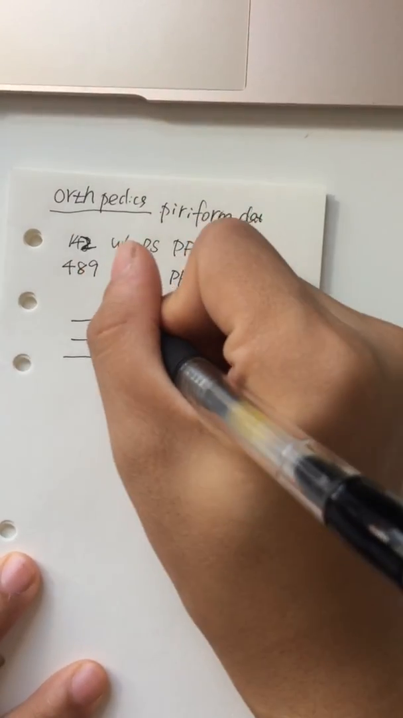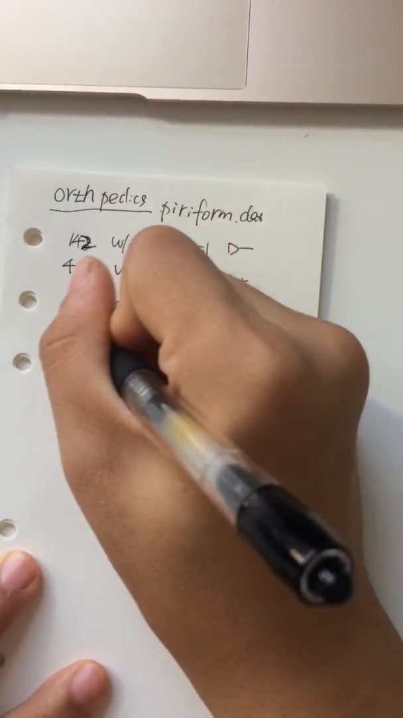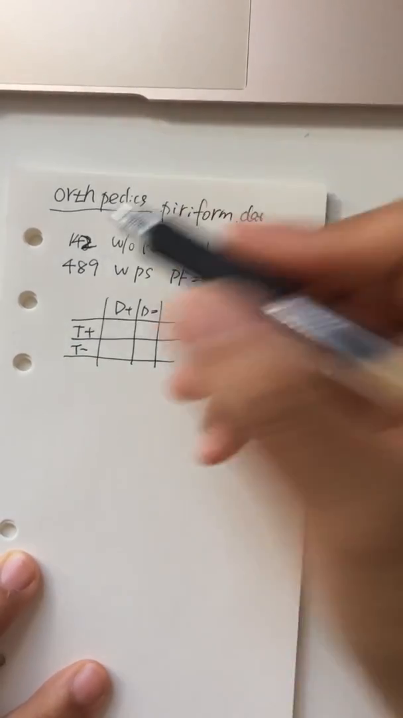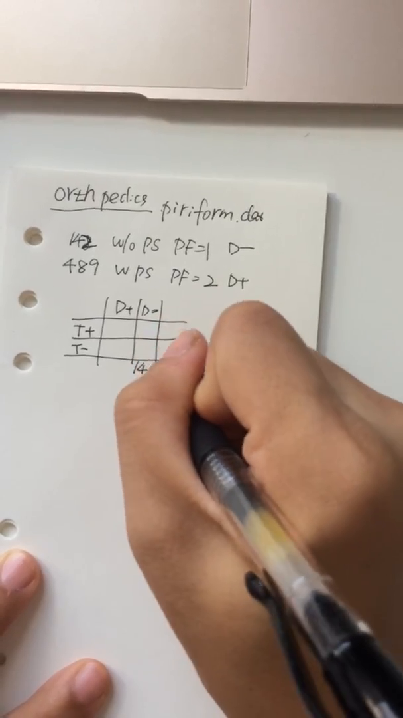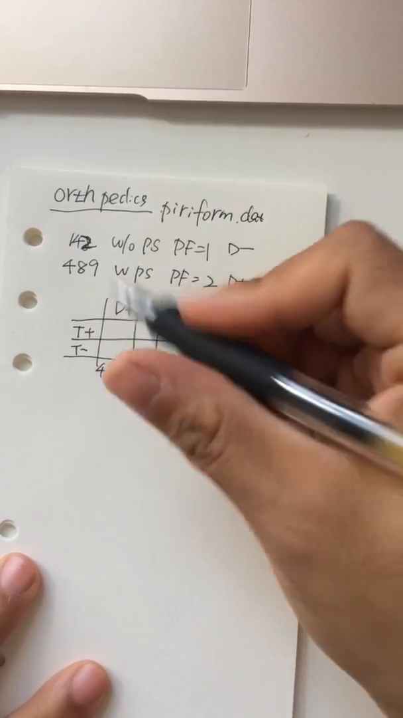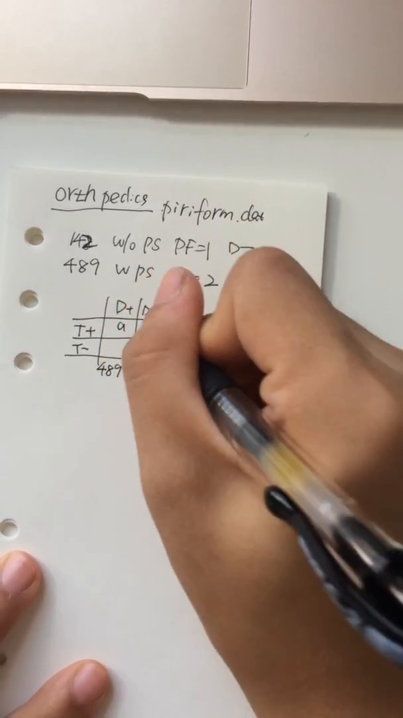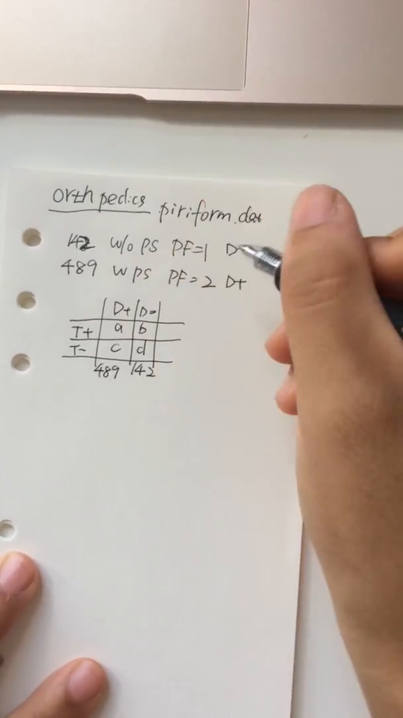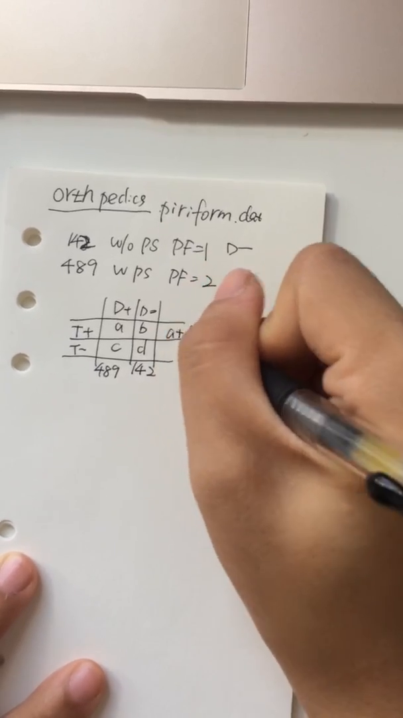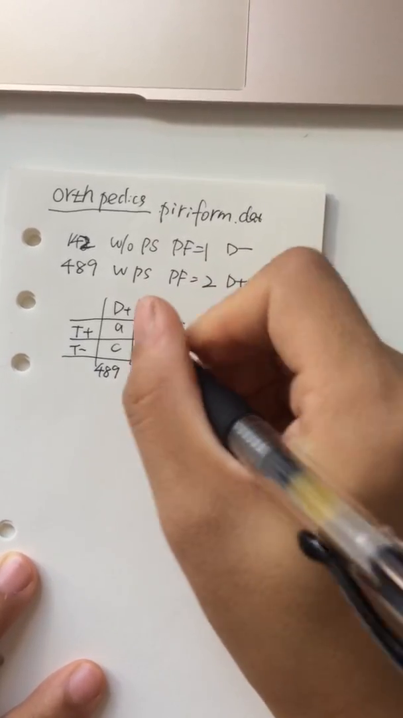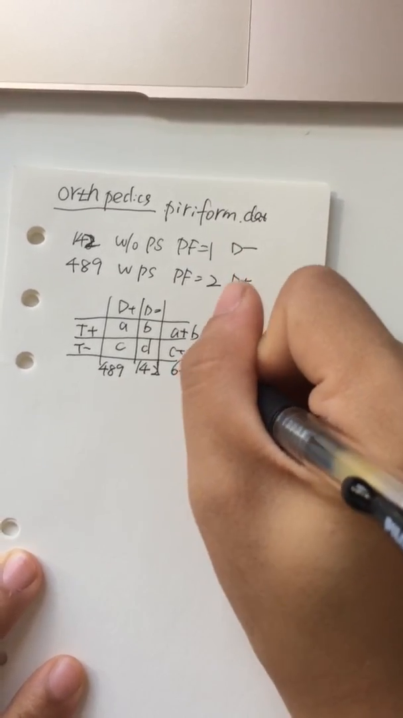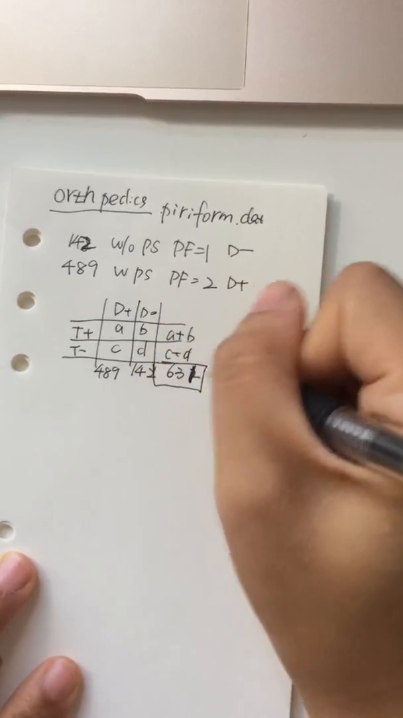You have everything. This is disease positive, disease negative, test. So what is given here is without is 142, and this is 489. I'm not going to write down what's inside this one, so I'm just going to use A, B, C, D. So you just get this data and find out. This one is A plus B, and this is C plus D, and this one is 632, 631. This is the total.